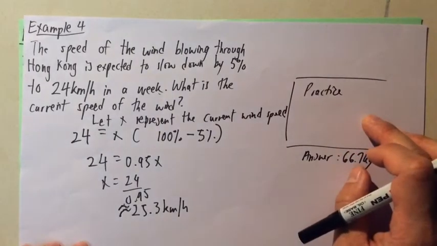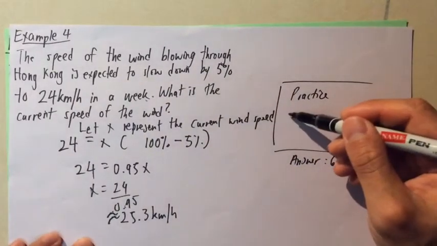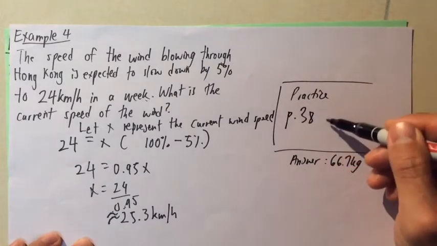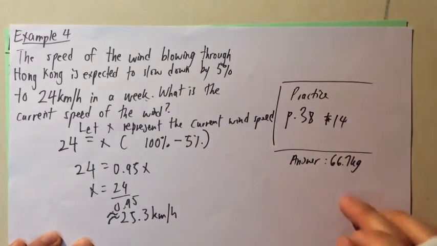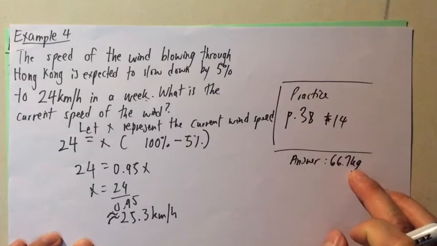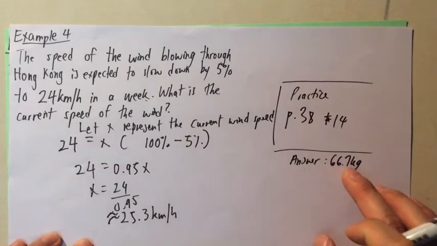All right, for practice, I'd like everyone to try the try question on page 38, number 14, and your answer should be 66.7 kilograms when rounded to one decimal place.